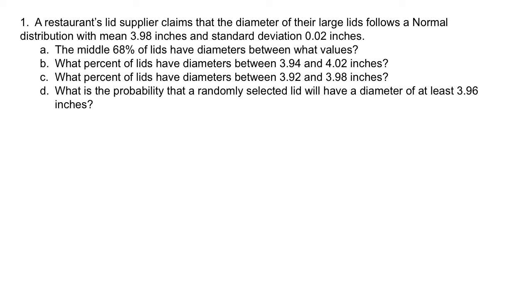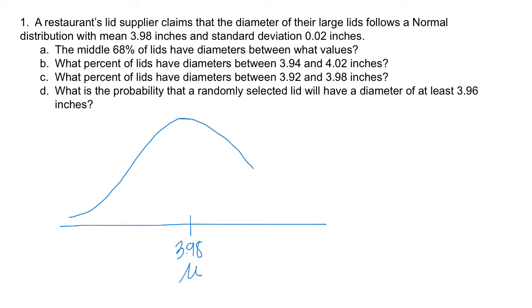It's a normal distribution, so I'm going to go ahead and sketch it. I draw a number line and put 3.98, that's the mean. I'm going to put mu for mean right in the middle. And a normal distribution looks like a bell-shaped curve. The mean is in the center at the highest peak. And it says the standard deviation is 0.02.